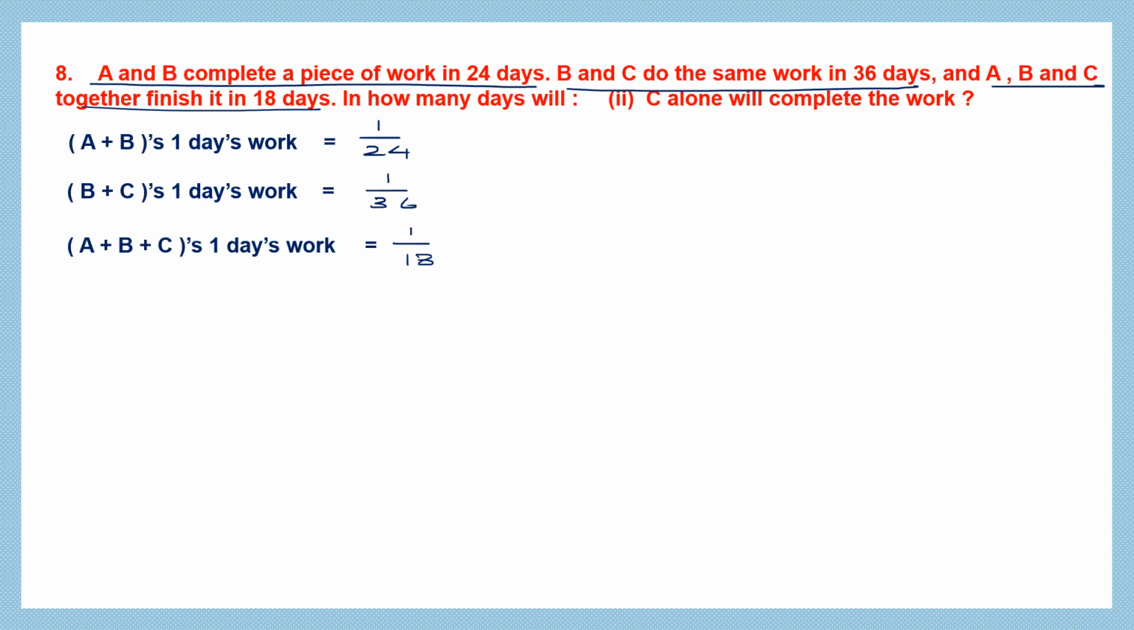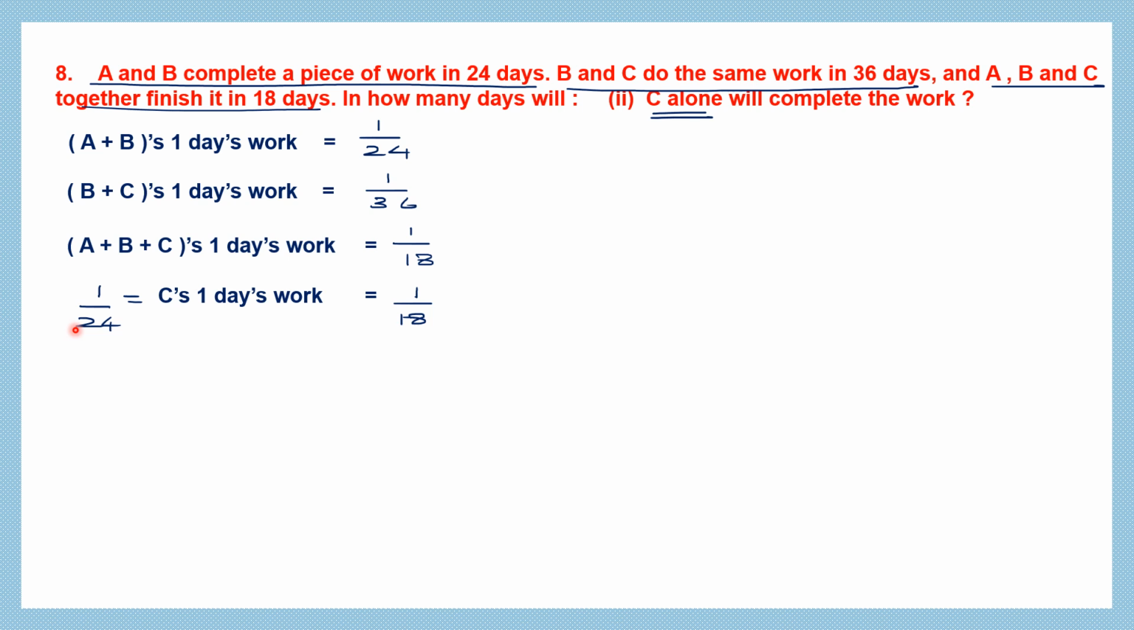Now to find out in how many days C alone can do it. Here we're going to leave C as it is and look at A plus B. A plus B's 1 day's work is 1 by 24. So we can say 1 by 24 plus C's 1 day's work will be equal to 1 by 18. Now we need to find only C's 1 day's work.